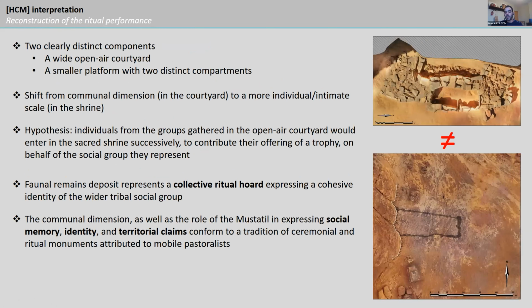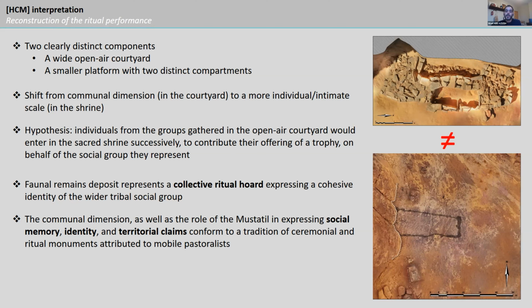As for the Mustatil overall layout, the interesting thing is that it brings together two clearly distinct components. The wide open-air courtyard, suggesting the gathering of large groups of people, thus reflecting monuments intended to be used by the wider tribal group for specific ritual occasions. And on the other hand, we have the smaller platform with its two distinct compartments. While the rear compartment is clearly dedicated to the deposition of the faunal remains, the front compartment acts as a small, intimate antechamber for which a sacred dimension can be suggested, and which can actually be qualified as a shrine.